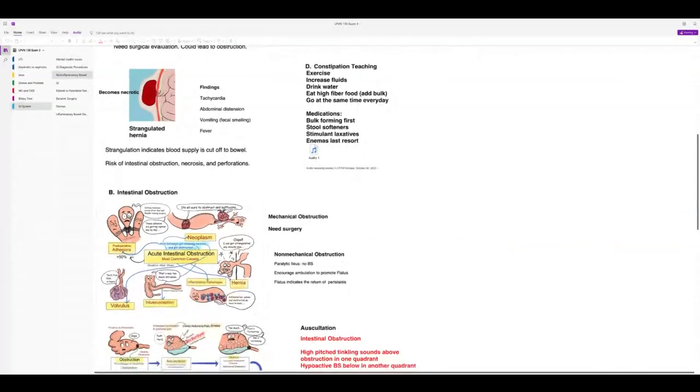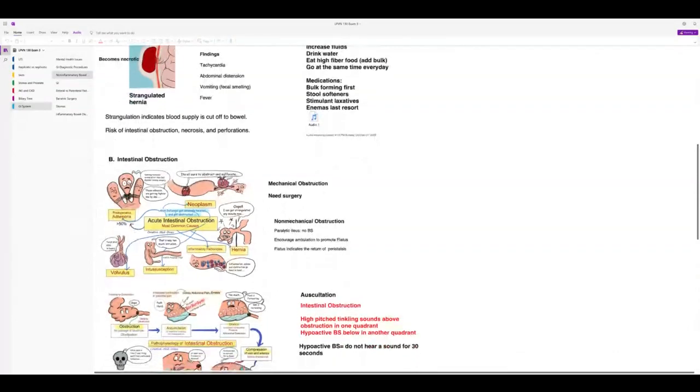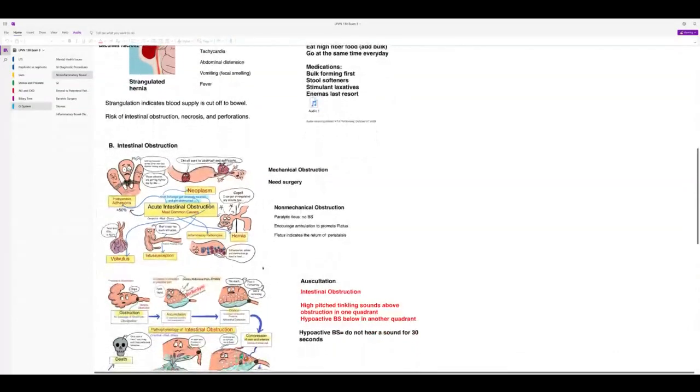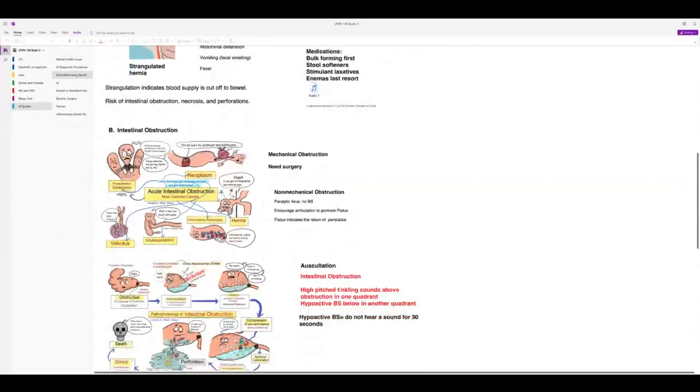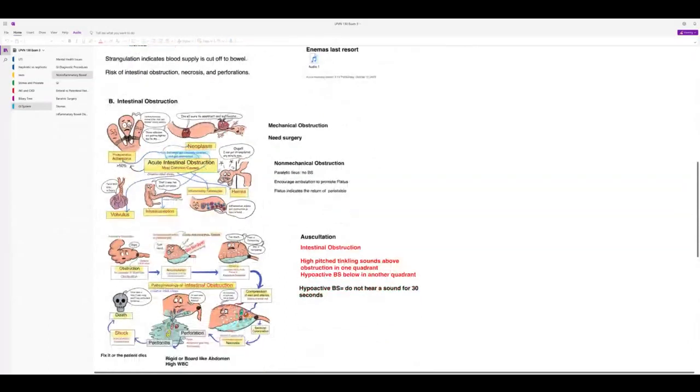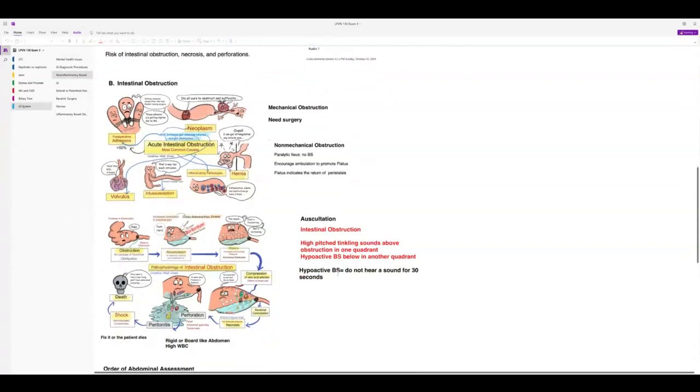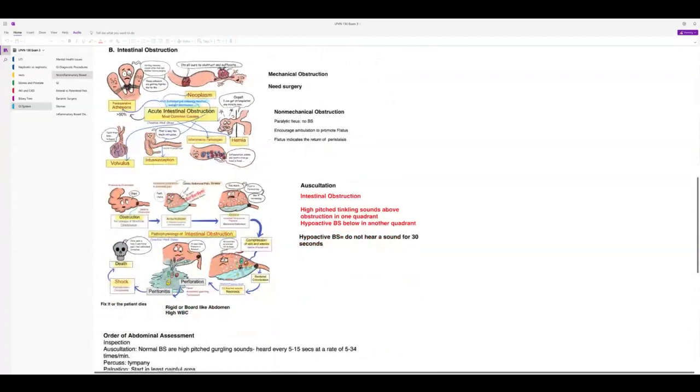Now, for somebody that has perhaps a mechanical obstruction, what you're going to hear when you auscultate is high-pitched tinkling sounds above the obstruction in one quadrant and hypoactive bowel sounds below in another quadrant. A hypoactive bowel sound means you don't hear a sound for 30 seconds, okay? That's a key point right there. You need to act on this right away, because if you hear these high-pitched tinkling sounds and then the hypoactive below, the patient can perforate their bowel.